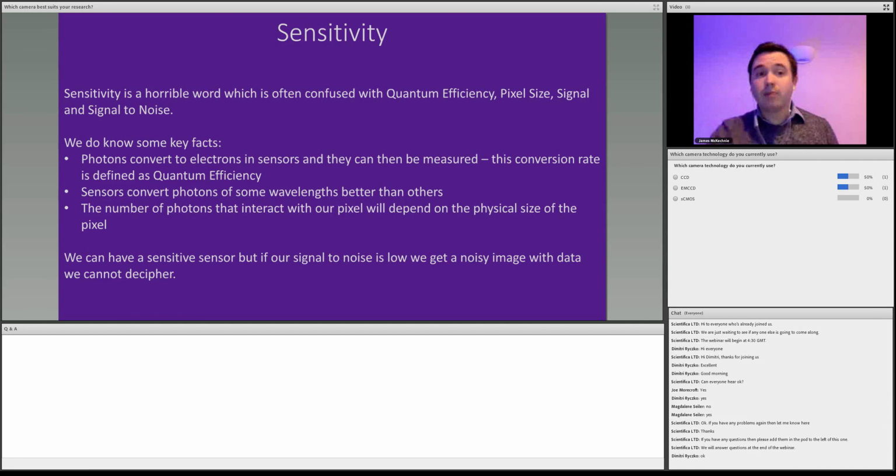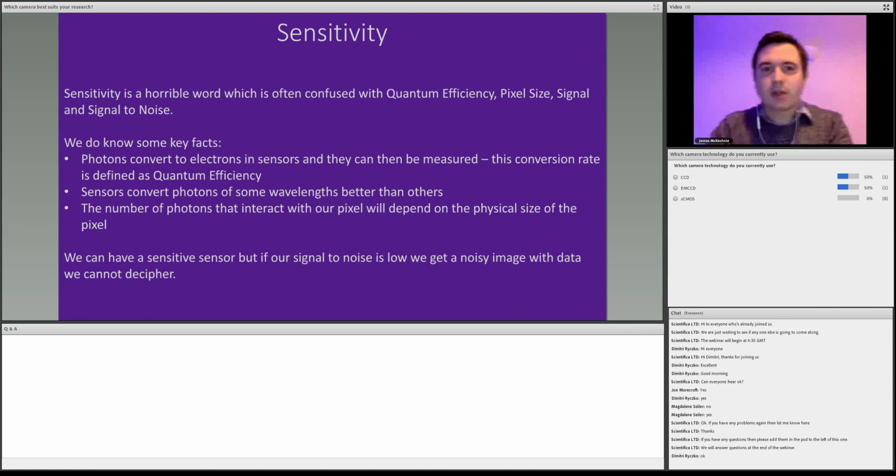You could say that signal to noise is the defining factor that we're looking for here. You want a good enough signal to noise to make your measurements on your sample. But signal to noise is made up of two bits: signal and noise. So sensitivity could mean finding ways to increase our signal or reduce our noise. There are different ways that we can do this.